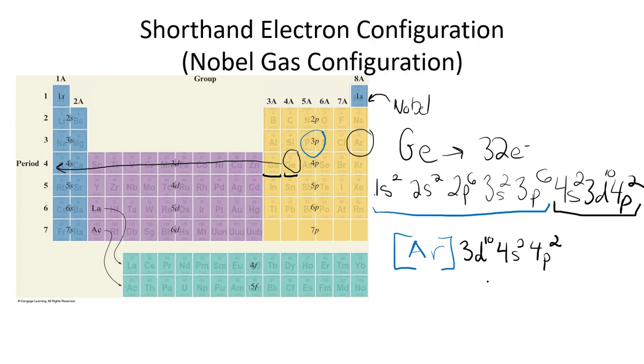What do I mean by that? Well, which of these are my valence electrons? I hope you said these. These are basically the ones that are going to be involved in this class in bonding.